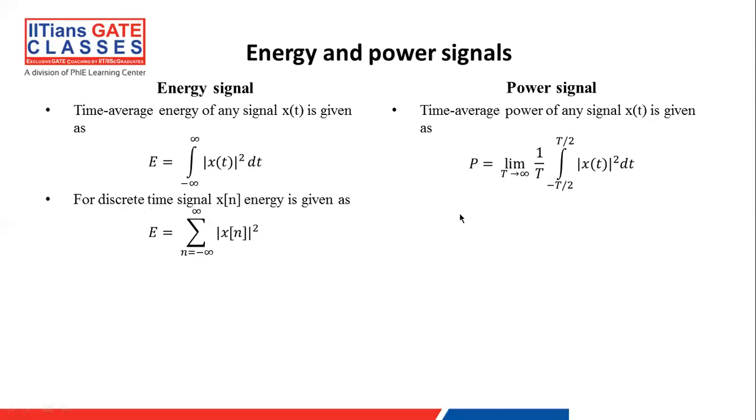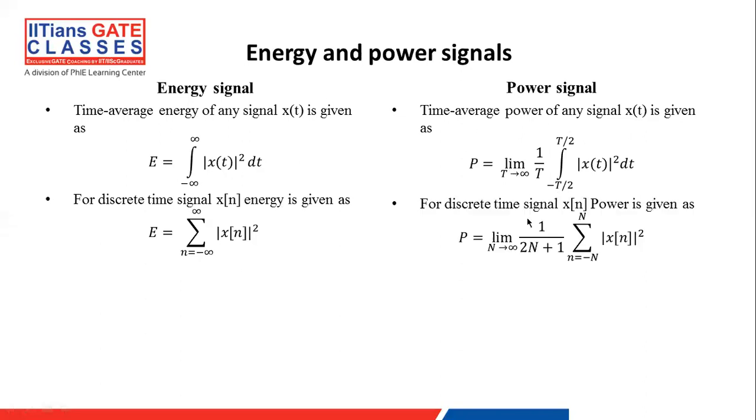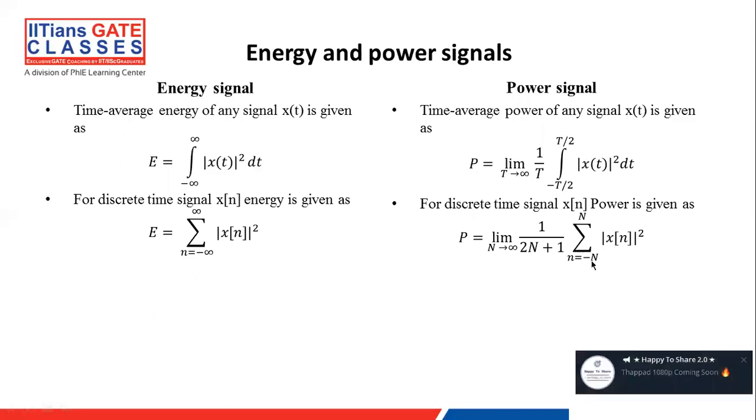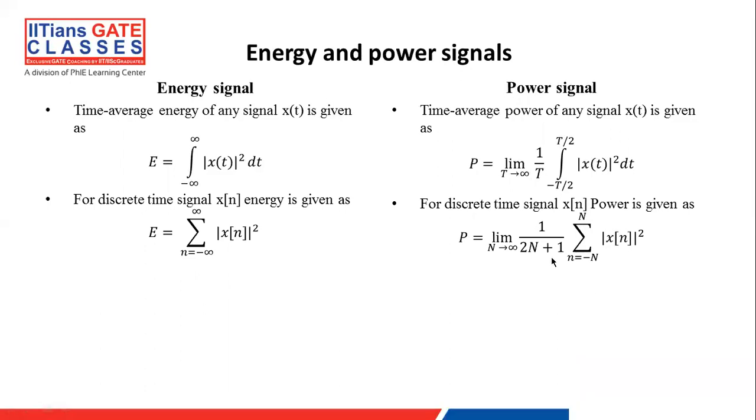And similarly for power, it will be the summation of this term divided by time, which is nothing but this minus this, that is this. Here the time is minus n to n. So the number of samples from minus n to n will be 2n plus 1, including this one, because this n can take value 0.